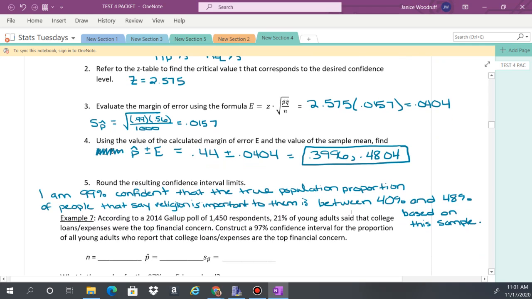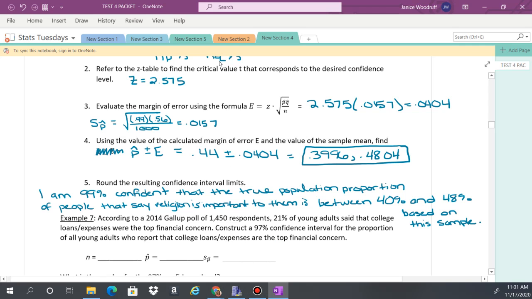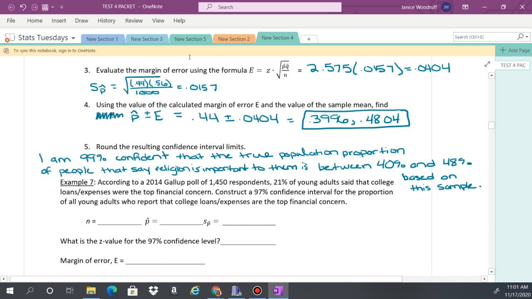And there is no calculator button, so no Z interval, P interval, there's no P hat interval for this calculation. So this one is the one that you do have to do by hand here. Formulas are given to you. You just have to be able to execute it.